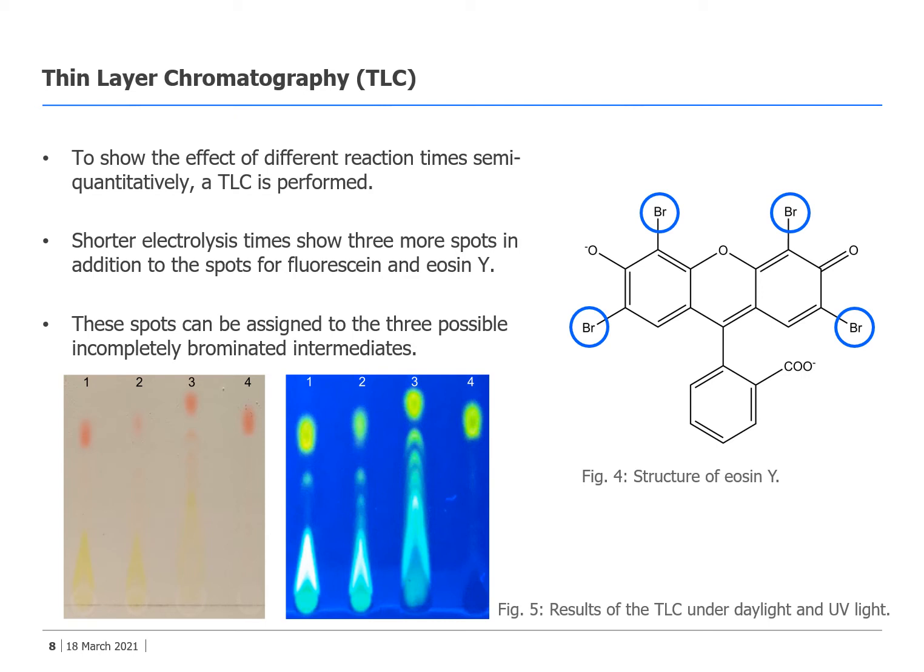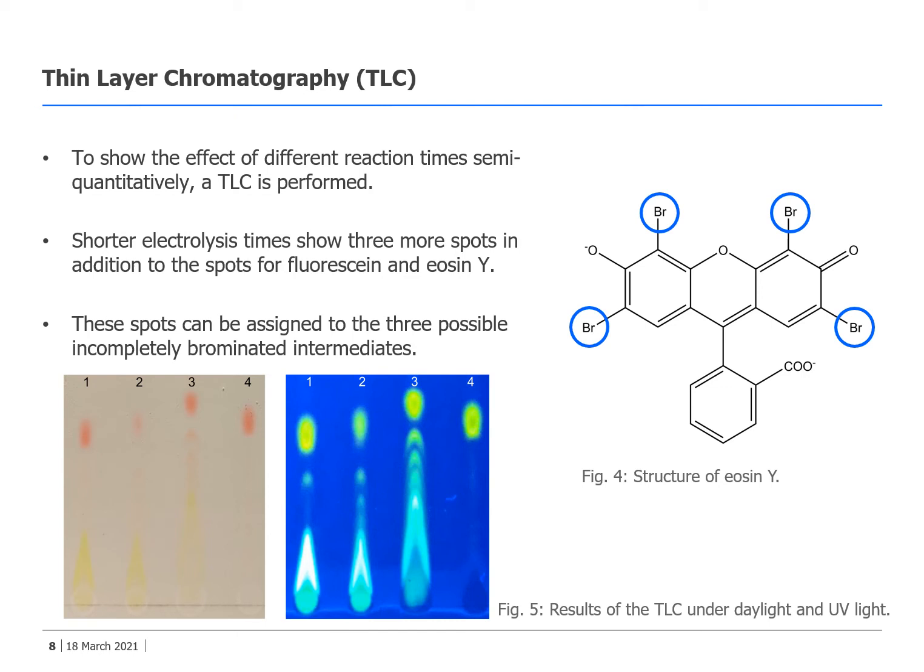Samples 2 and 3 show 3 more spots in addition to the expected spots of unreacted fluorescein and newly produced eosin Y. These spots can be assigned to the 3 possible incompletely brominated intermediates. For this, I would like to draw your attention to Figure 4. Eosin Y is a quadruple brominated fluorescein. The also formed mono-, di-, and tribrominated intermediates are responsible for the additional spots.